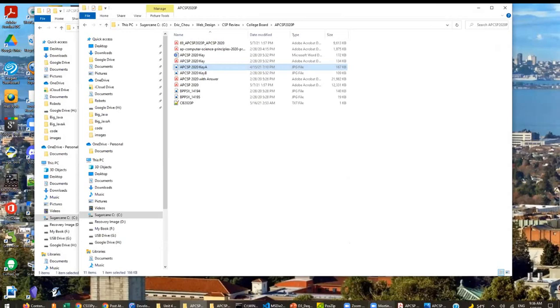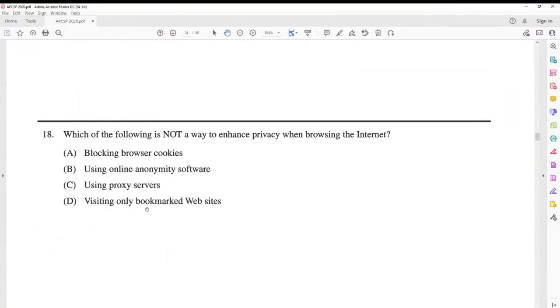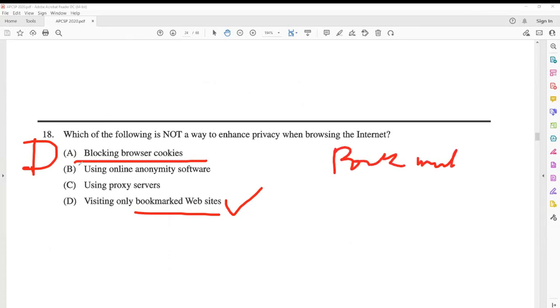So here, D, because it doesn't enhance privacy. You take no security measure. Blocking cookies may be blocking some spyware, so basically that is a better solution, because bookmarking a website doesn't mean that the website is safe. Bookmarking doesn't mean it's actually safe. It's a totally different thing. So the answer is D.